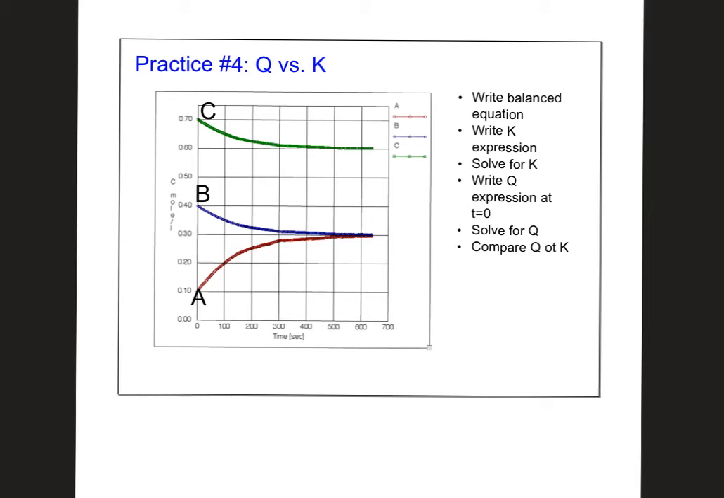Okay, here's what I would like you to do. Write the balanced equation like we did in the warm-up. Write the K expression and solve for K just like the warm-up. Write the Q expression, which is just like K, and solve for it at T equals 0. So instead of at equilibrium, we're going to plug in the beginning numbers and compare Q to K. Compare Q to K. So pause the video, try this one, and I'm going to put the answer up in 3, 2, 1. Don't cheat.